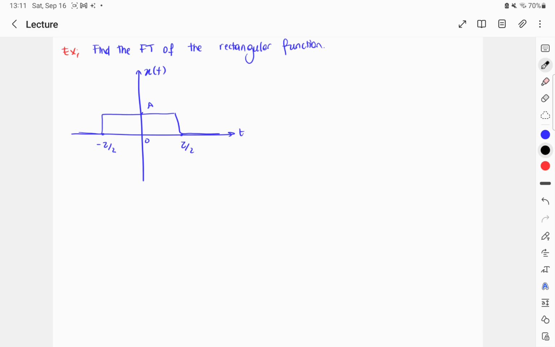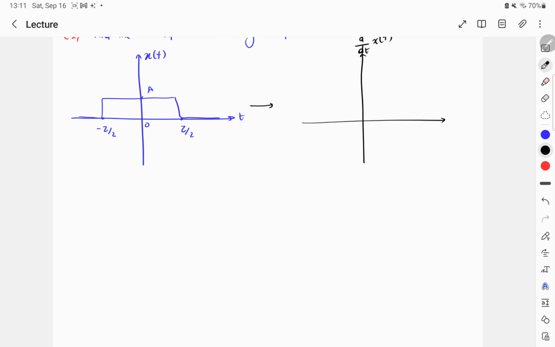Our first step is to find the derivative of this function, which is d over dt of the signal x of t. In this part, as we see, the slope is plus infinity. Here, the slope is minus infinity, and we will show them in this graph in terms of Dirac delta functions. Here the amplitude is a, and here the amplitude is a as well.